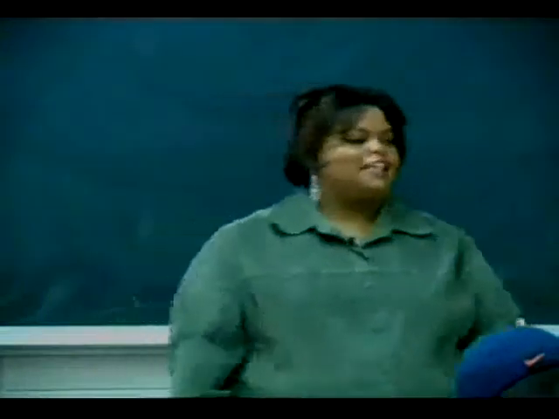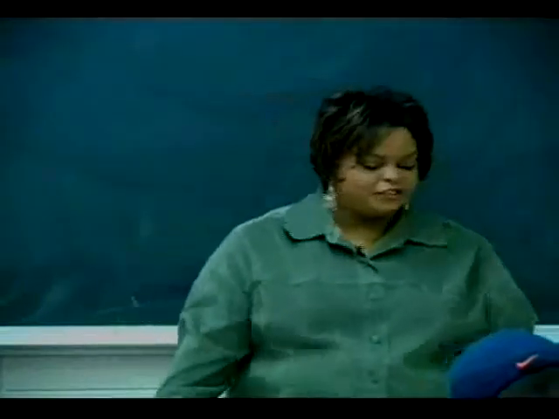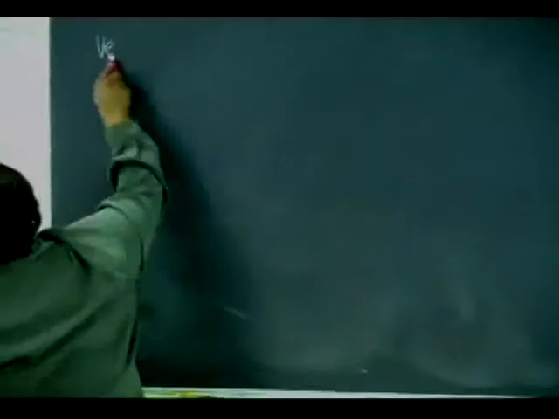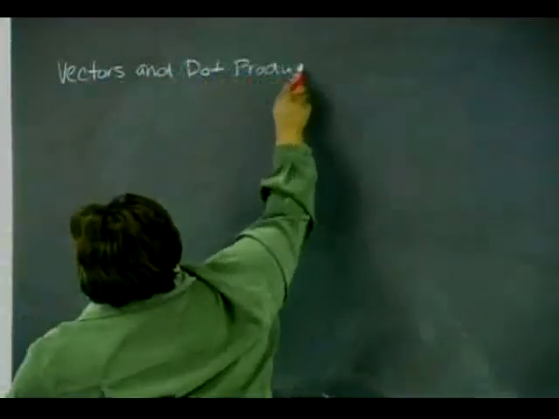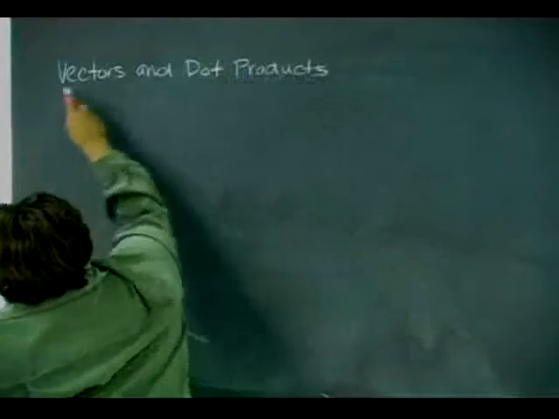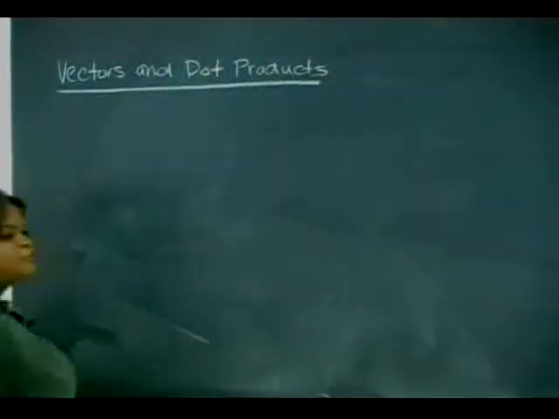Okay, now we're going to continue our discussion on vectors. Today we'll look at vectors and dot products. Last time we talked about scalar multiplication and addition of vectors. So the dot product is a way of kind of multiplying vectors. Okay? Let's look at the definition. What does it mean to take the dot product of two vectors?